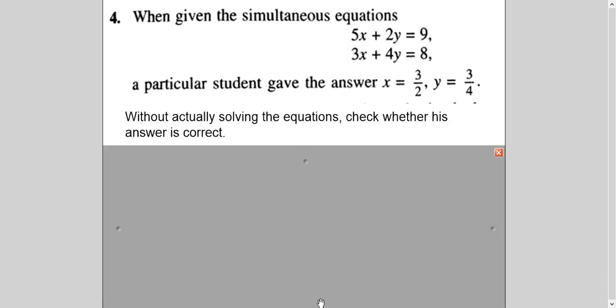Now I have picked up here just 2 questions to develop your concept further. It is a very interesting question. The question says, without actually solving it, find out whether this solution is correct for this simultaneous equation or not. Both are linear. The interesting thing is students usually think that they do not have to write anything here. No, it means that you will not apply the substitution method or elimination method. But what will you do then?